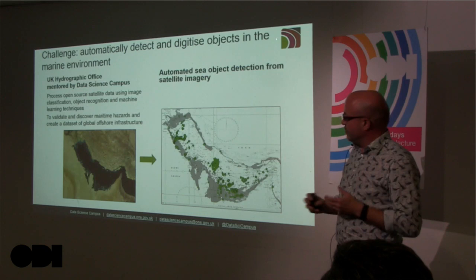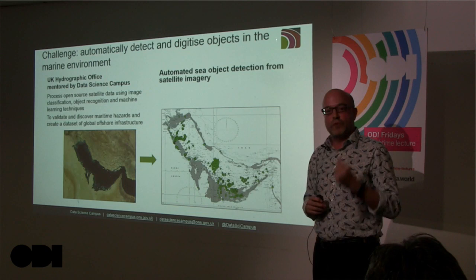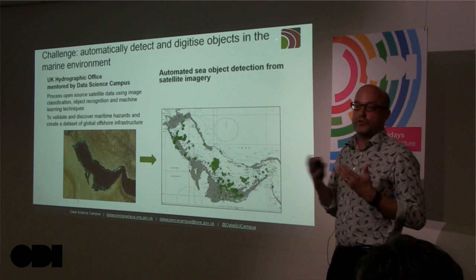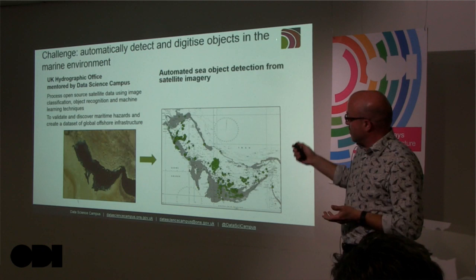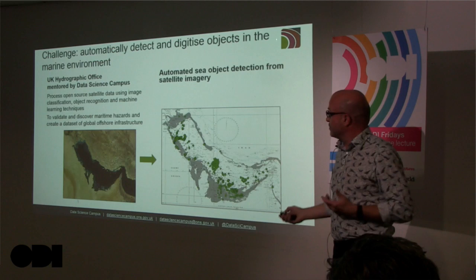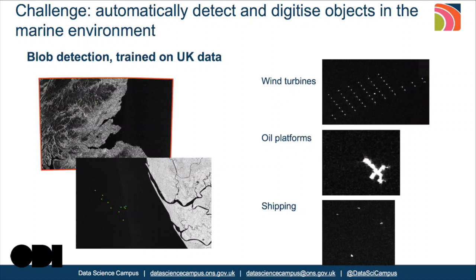So could we produce a regularly updated live map of hazards or objects in marine environments based on datasets that perhaps aren't charts and the rest of it? Essentially what they were looking at was satellite imagery. So can you use satellite imagery to produce maps of new objects or moving objects?